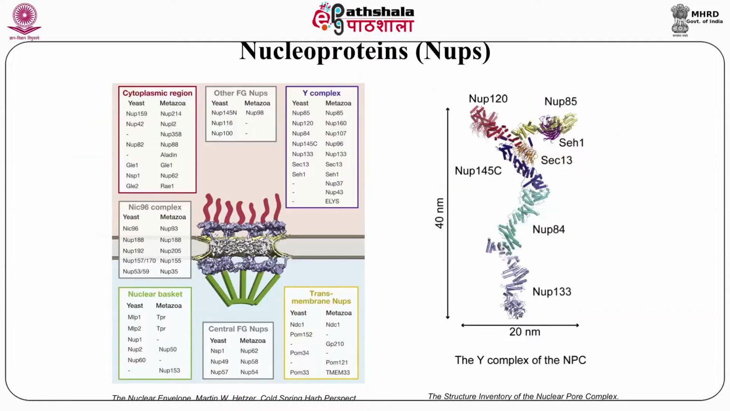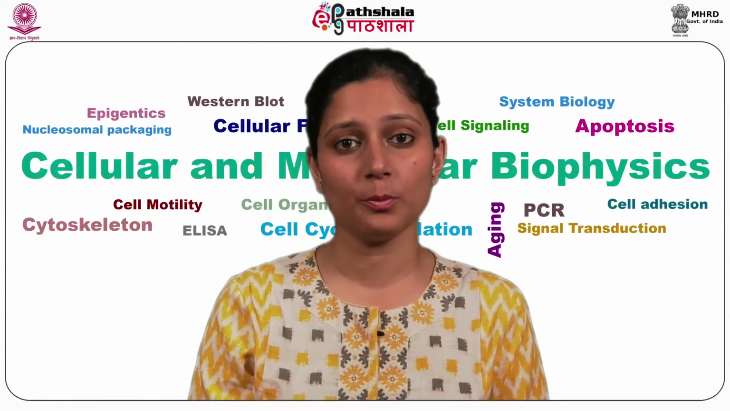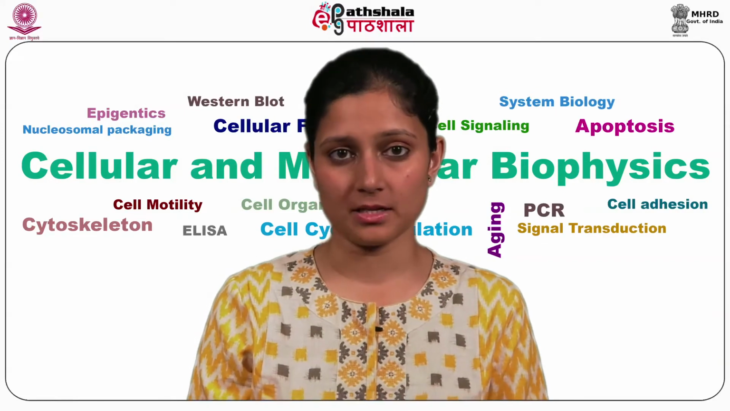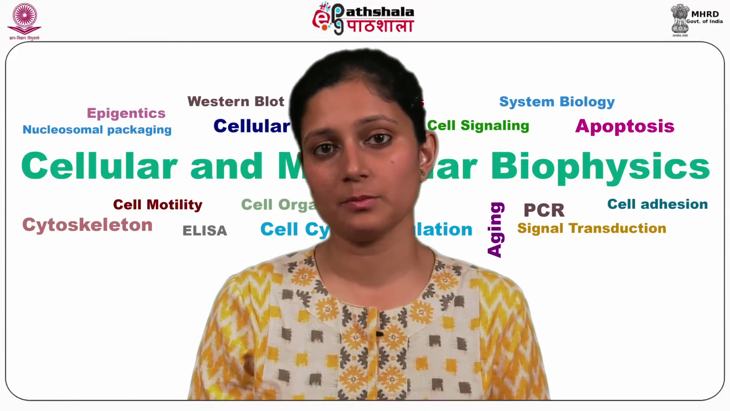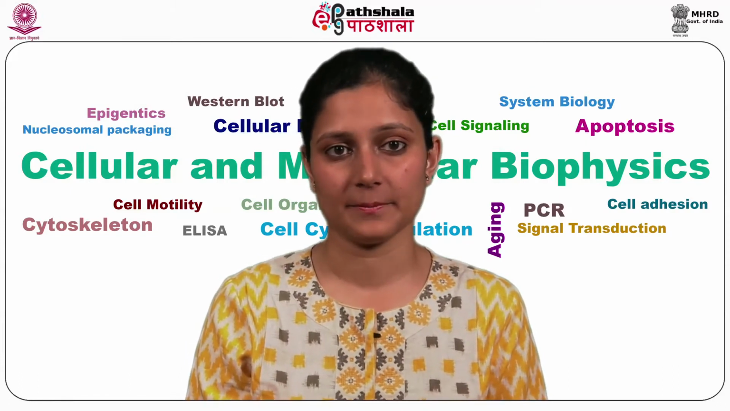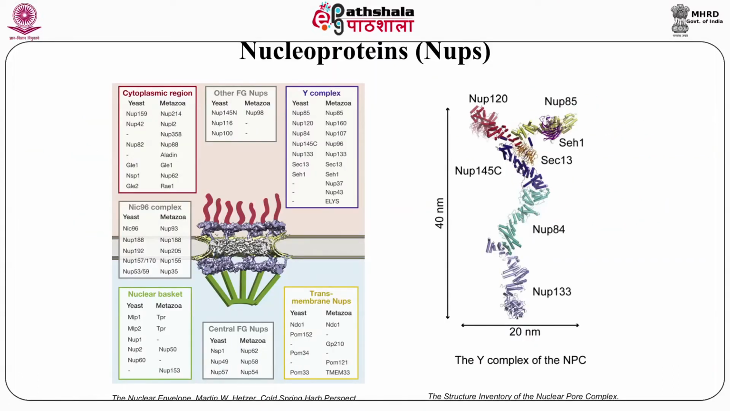In the picture on the left, cryo-electron tomography reconstruction of the nuclear pore complex has been done for yeast and metazoan cells. Nucleoporins from yeast and metazoa are listed and color matched according to their approximate positions within the NPC. We can see that the nuclear basket, which is marked in green, is made up of NUP1, NUP2, NUP60 and MLP1 and 2 in yeast.